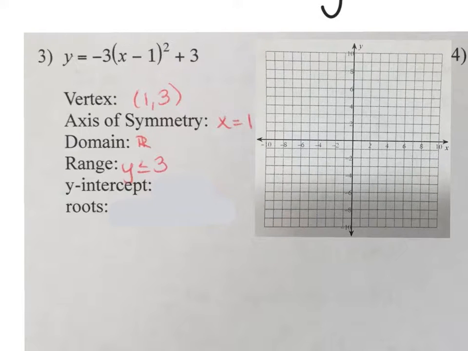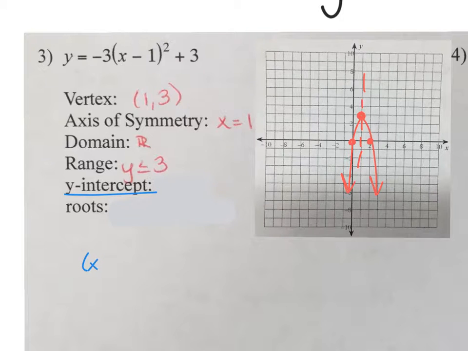So I'm going to take a second to graph all of that information so far. So I start at 1, 3 over here. And then I know my slope is going to be negative 3 over 1, negative 3 over 1, and then I've got an axis running down the middle. So there's my parabola.